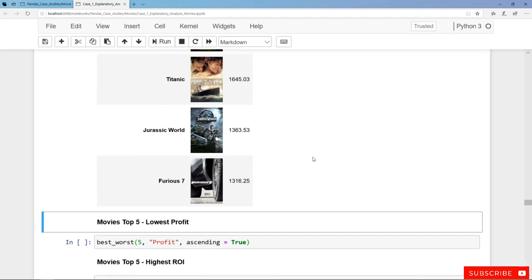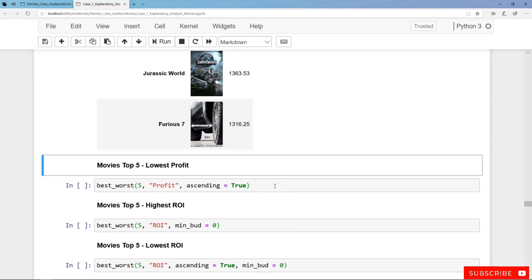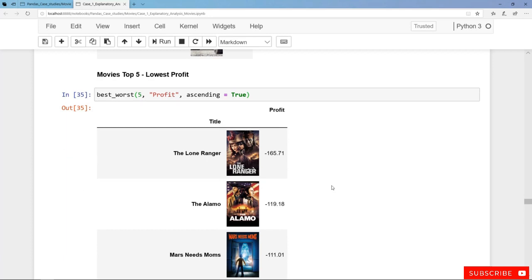And also we want to know the 5 movies with the lowest profit, or to say the highest loss, by passing true to the ascending parameter. And here we get The Lone Ranger, and here we have a negative profit, or loss, of minus 165 million. So this movie actually just burned $165 million.